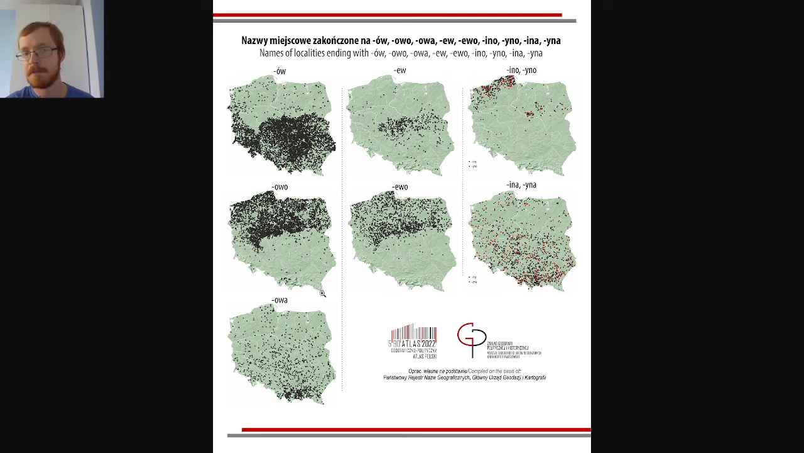But also, again, be careful because there might be some exceptions. For example, OWO, you can see there are a few towns in the south, and OW, you can see there are a few in the north.